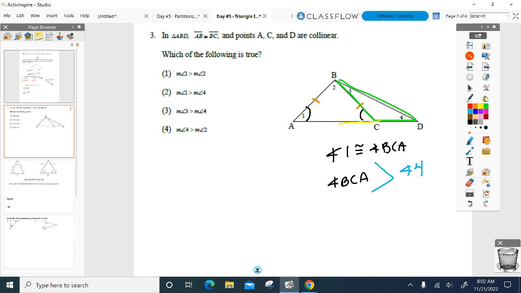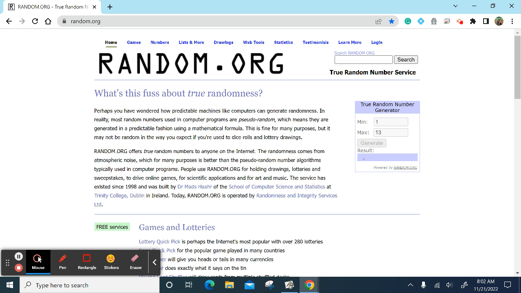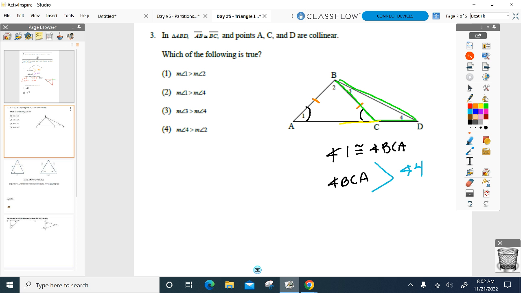Angle 1 and BCA are the same. BCA is bigger than 4. What other angle then has to be bigger than 4? Angle 1. Yeah, right? These are the same exact angle, so what I could say is, if BCA is bigger than 4, so is angle 1.